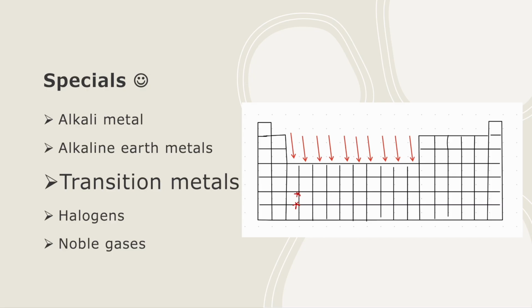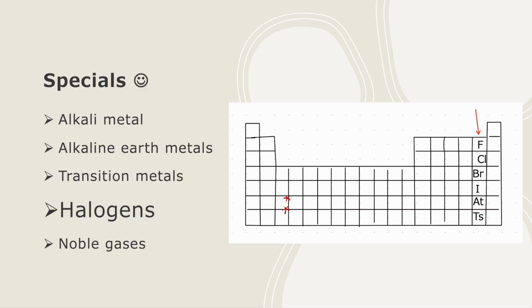One more group to go. We have halogens, which are elements in group 17, or main group 7, of the periodic table. They are highly reactive nonmetals that readily form compounds, especially salts with metals. The name halogen means salt former because they commonly form salts like sodium chloride, or table salt.